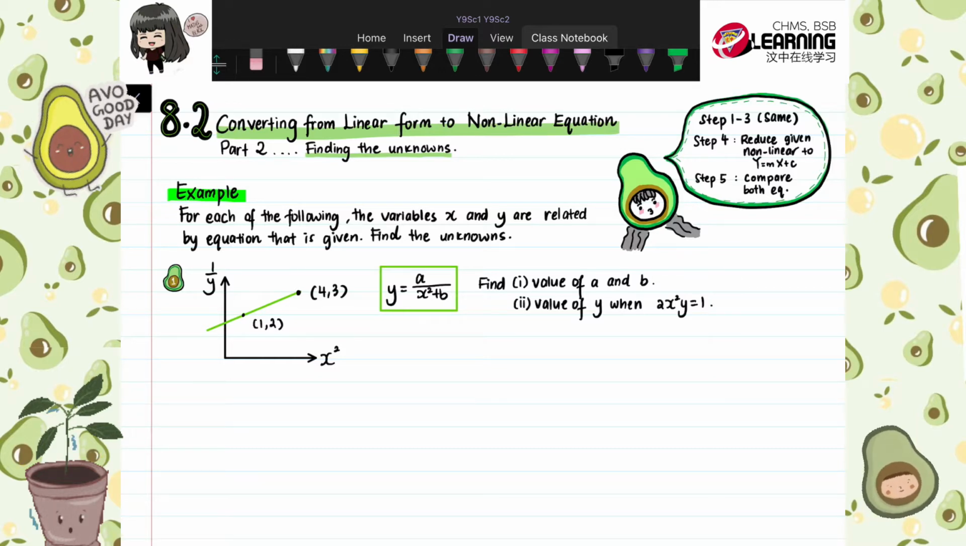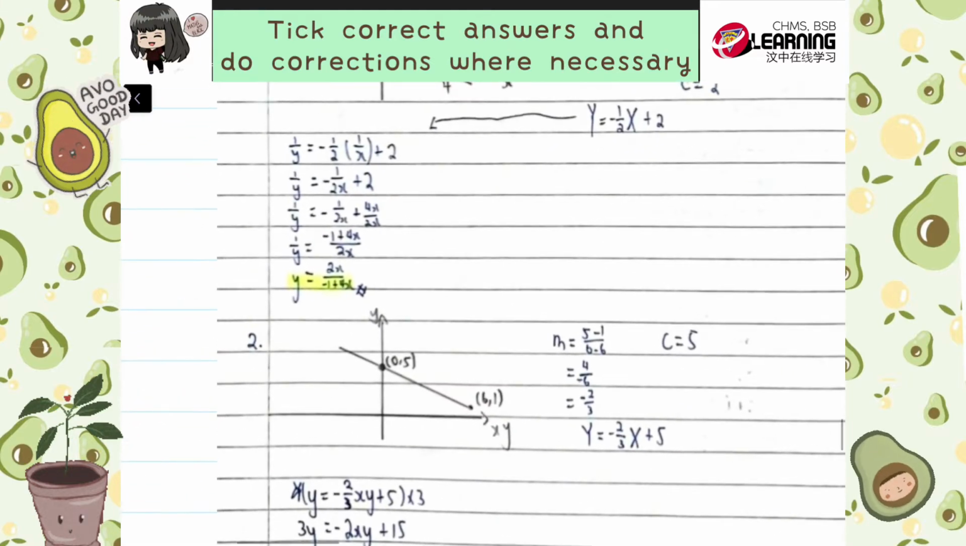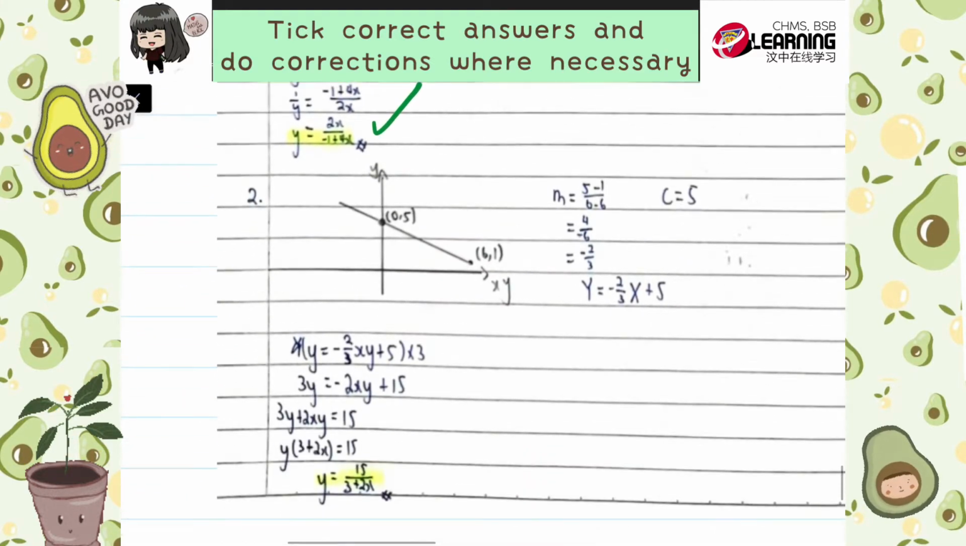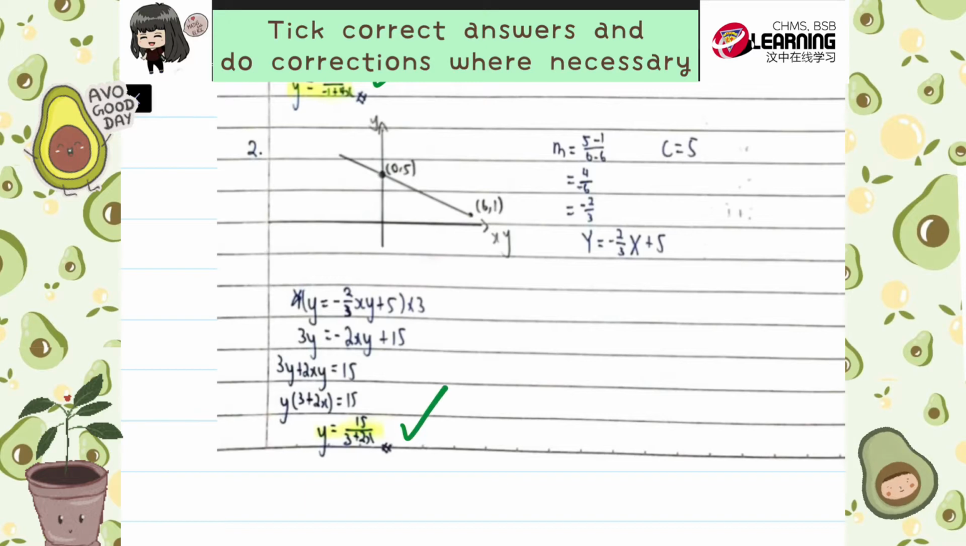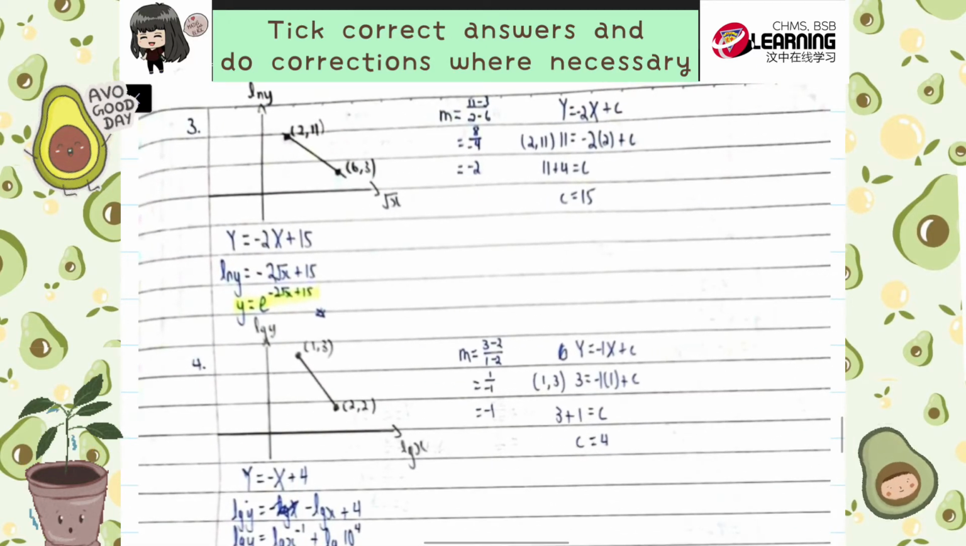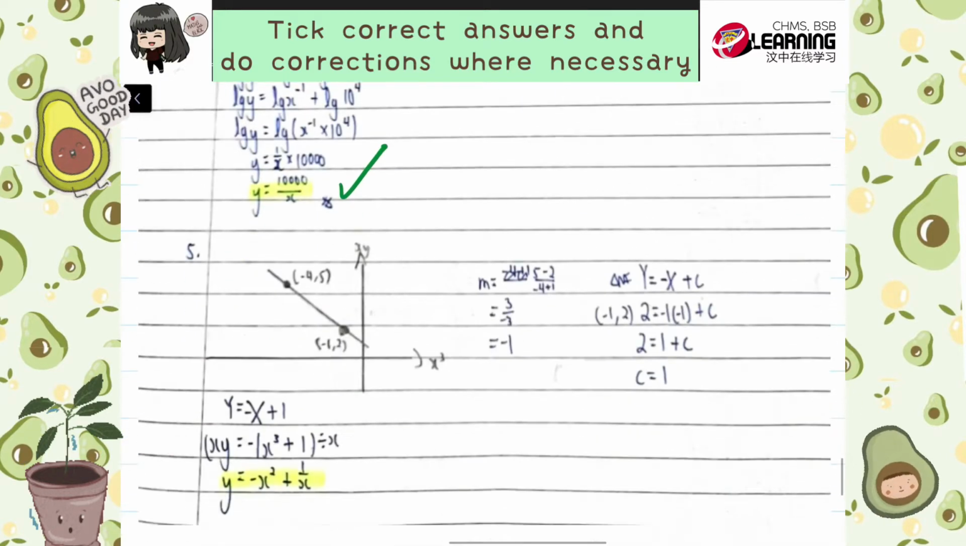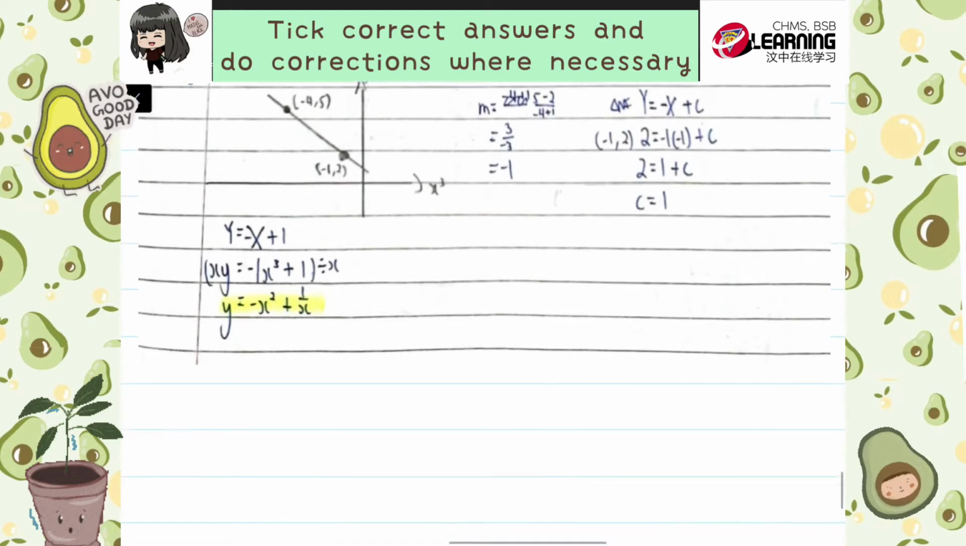Alright, let's check Edward from Year 9 Science 1's work. You all double check again, just in case I misread your answer or your working. We start off from question number 1. Question number 1 here was already discussed. This is the answer, and this is for question 2. Please double check again. As for question 3, this is the answer. And then question 4. Question 5 onwards is your homework, right?